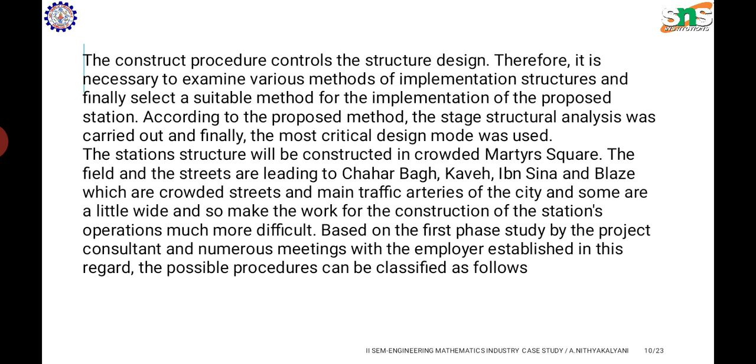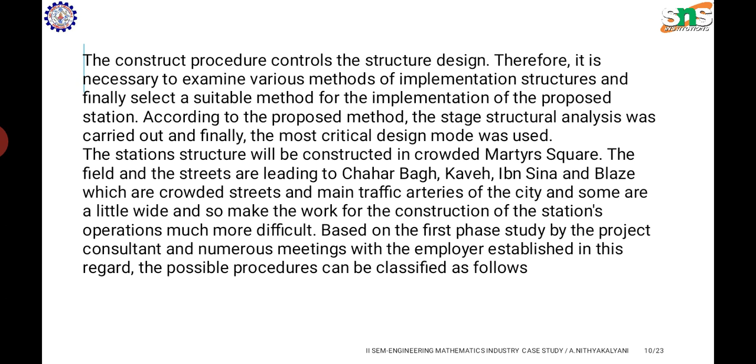The construction procedure controls the structure design. Therefore, it is necessary to examine various methods of implementing structures and finally select a suitable method for the implementation of the proposed station. According to the proposed method, the staged structural analysis was carried out and finally the most critical design mode was used.